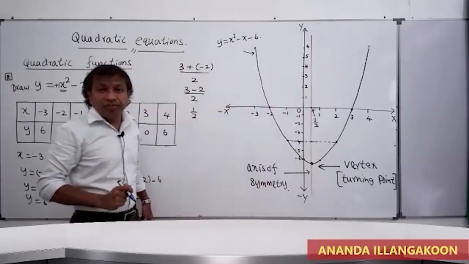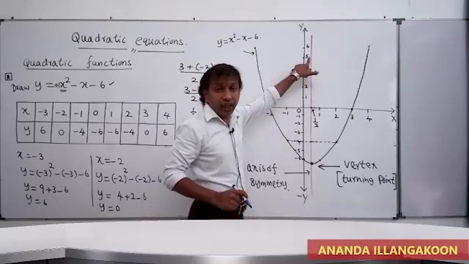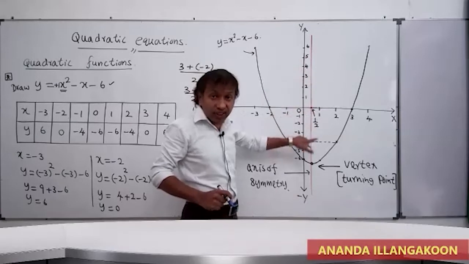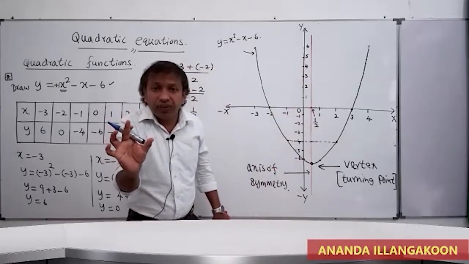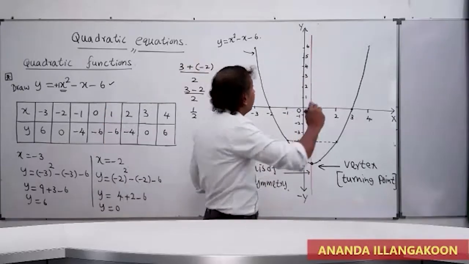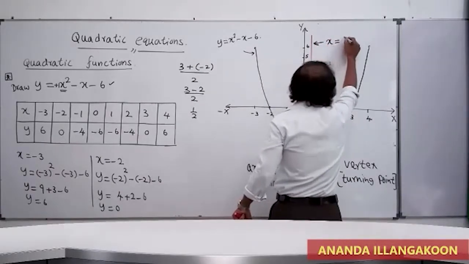Right? People, then how do we write the equation of this axis of symmetry? At every point on this line, when we consider any point, the x coordinate is half. So therefore, the equation of this axis of symmetry we write as x equals half.